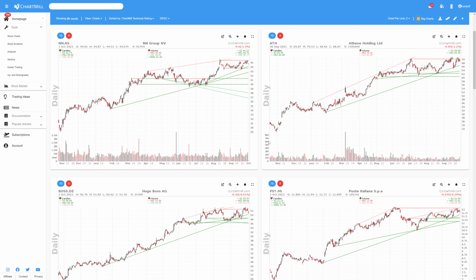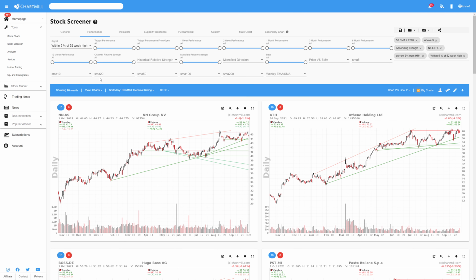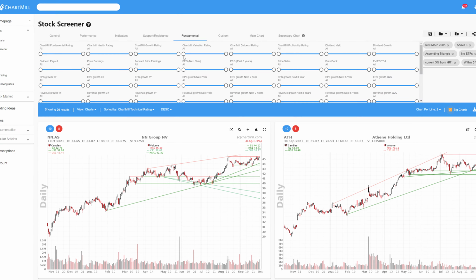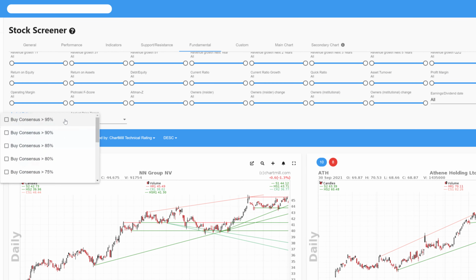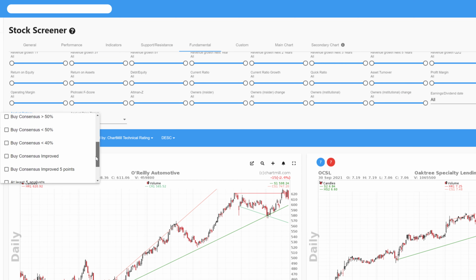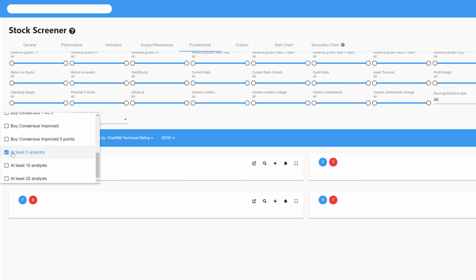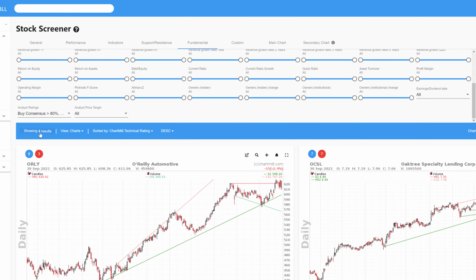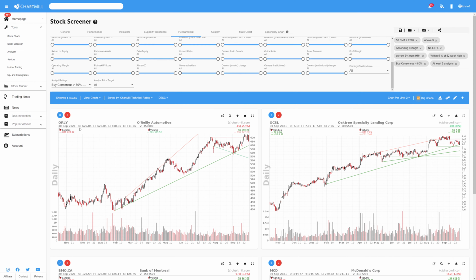But wait, I'll go a little further. Suppose that from this limited selection of stocks, we want to retain only those stocks for which at least 5 analysts achieved an 80% buy consensus. In ChartMill, you go to the Fundamental menu and under the Analyst Rating tab, put a check mark next to buy consensus bigger than 80% and also next to at least 5 analysts. This leaves you with only 4 stocks that meet all the required criteria.